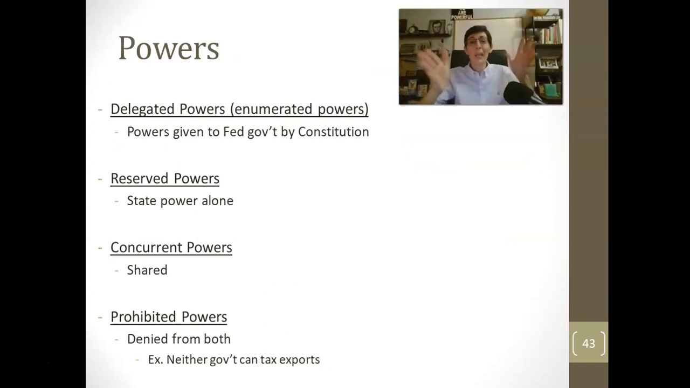Okay, so key vocab, you need to commit this to memory. If you haven't memorized this already, please do with all deliberate speed, okay? Delegated powers, reserved powers, concurrent powers, prohibited powers. Make sure you write this down. Make sure you memorize it. It's going to be on the exam.